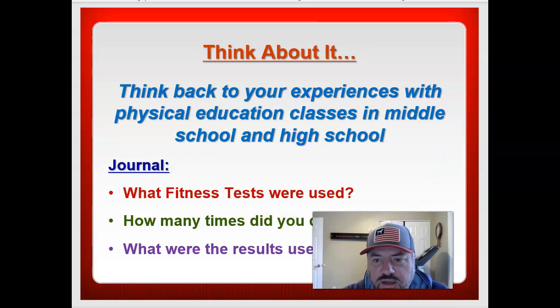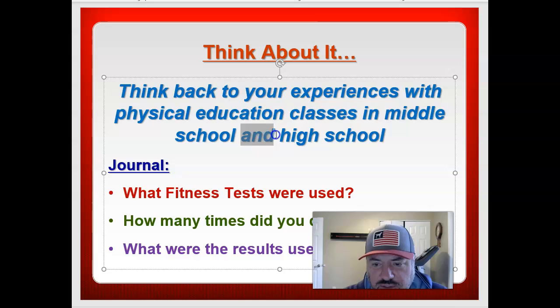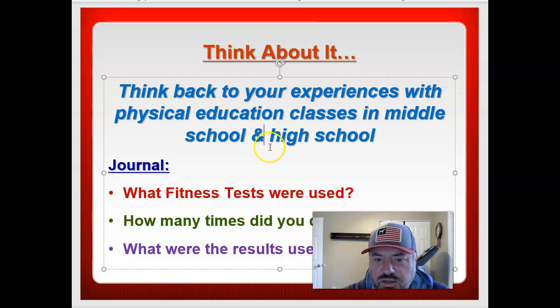All right, now that you've completed the journal activity, we're going to add on to the journal activity. So think about this. Think back to your experiences with physical education classes in middle school and high school. All right. So in your journal, I need you to answer these 3 questions. What fitness test do you remember using in middle school and high school when you were in PE class? Write down as many as you can remember that you did.